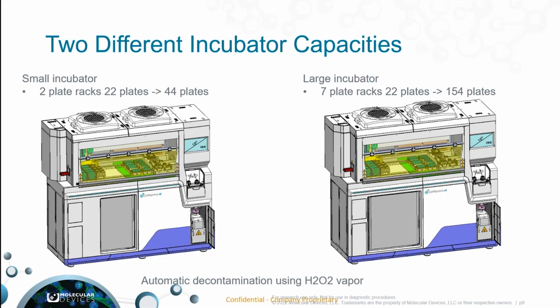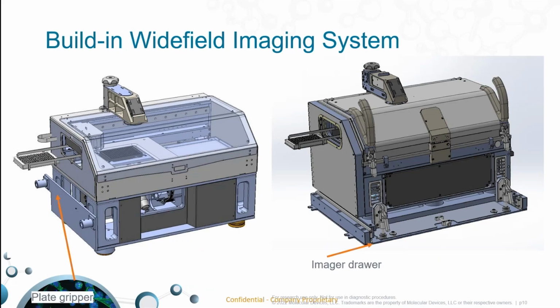using UV lamps. As it was mentioned already, the system also has a built-in wide field imaging system. The plates are automatically brought into the imaging system by built-in robotics. And for easier maintenance, the imaging system is sitting on a drawer and can be pulled out of the system for cleaning reasons or to replace objectives.